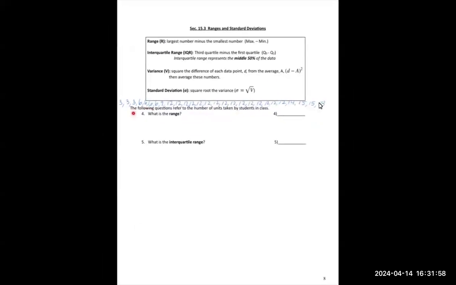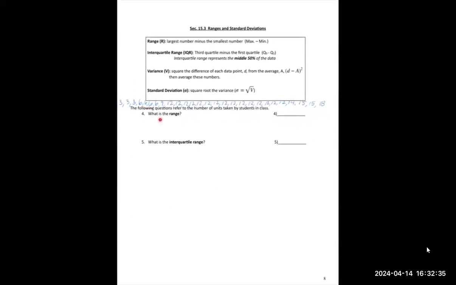So the following questions refer to the number of units taken by students in a class. Remember last class in 15.2, I pretended I was asking everybody the number of units that they took in the class. I wrote down how many units each student was taking, and that was called the data. One single answer from one single student is called a data point. And this is all the data that was collected.